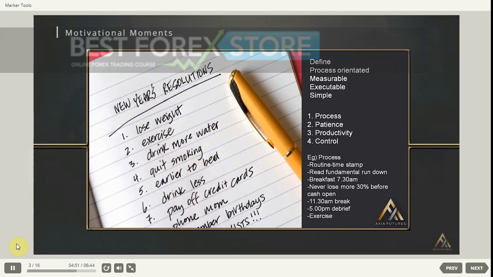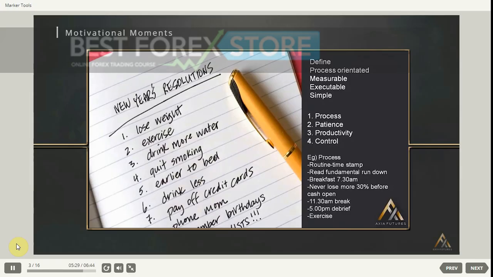Then I need to read the fundamental rundown. I need to have my breakfast at 7:30 a.m. I need to ensure I never lose more than 30% of my allocated capital before the cash open. I need to take a break at 11:30 a.m. I have to do a debrief come 5 p.m. and I need to do some form of exercise during or at the end of the day. Now, if I achieve all eight of these step-for-step, process-orientated mini goals, ultimately I give myself the big tick, which is: today you achieved your goal of process.